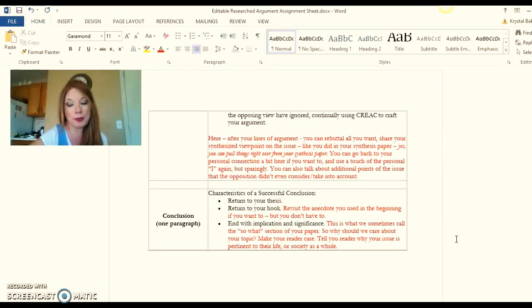So good luck on this paper. Please ask your questions. If you don't ask them and then you turn in a paper and have done something wrong, then there's not a lot we can do about it.